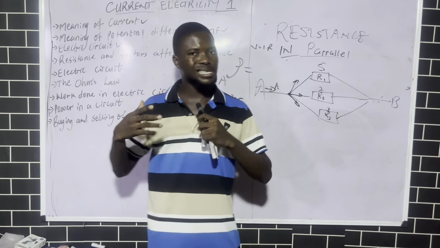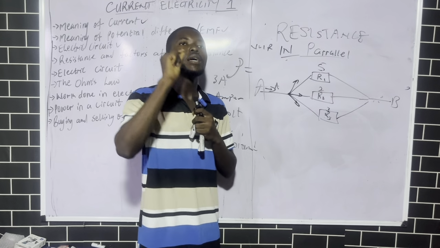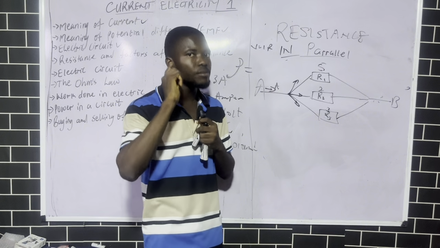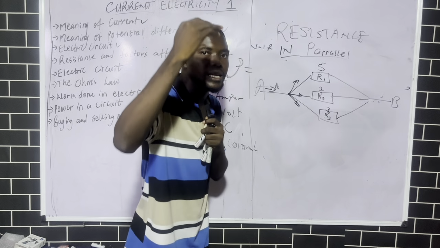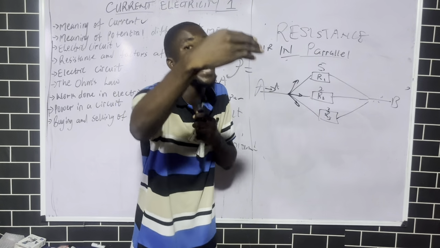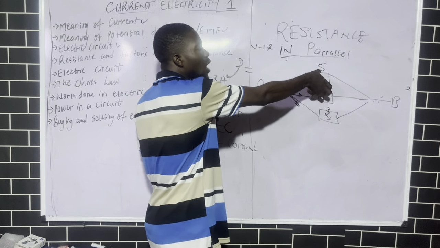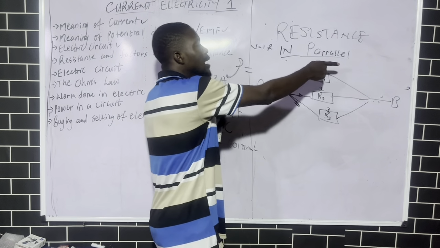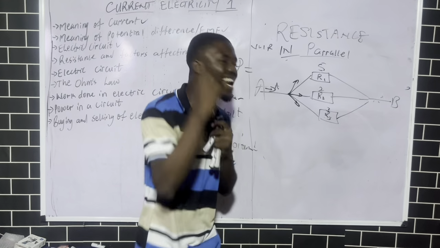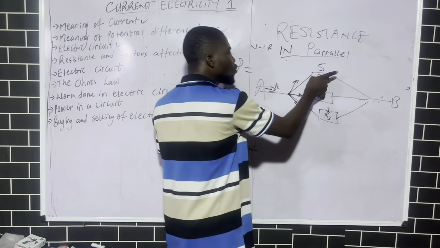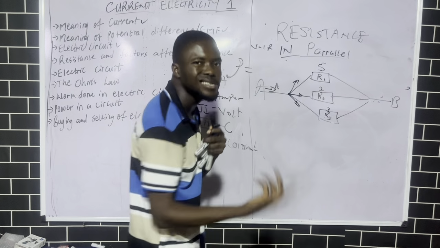Remember when I was talking about circuits, what did I say? I said that for a circuit, are you listening? For a circuit, the voltmeter is connected in parallel to the circuit. So if the resistors are in parallel, it means they are in the same direction with the voltmeter. So the voltage of R1, R2, R3 is the same.